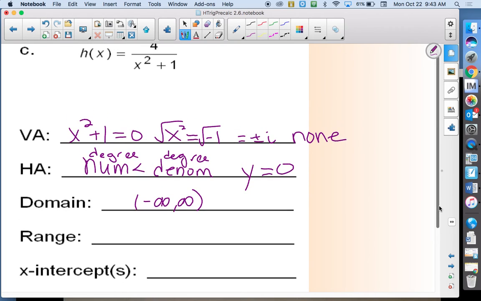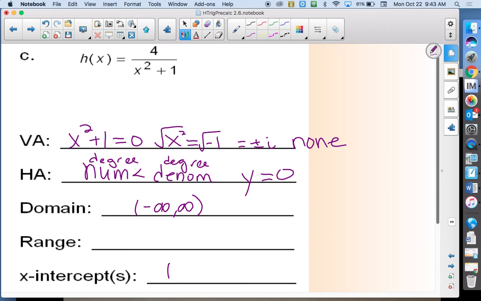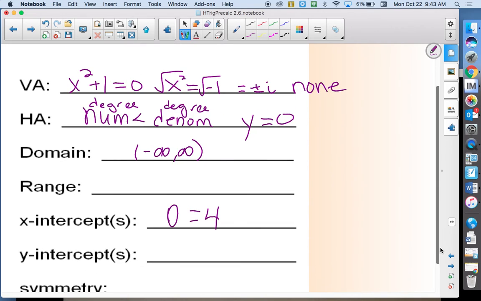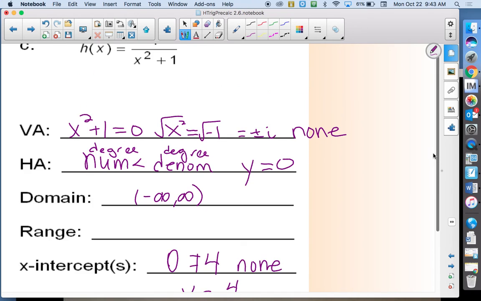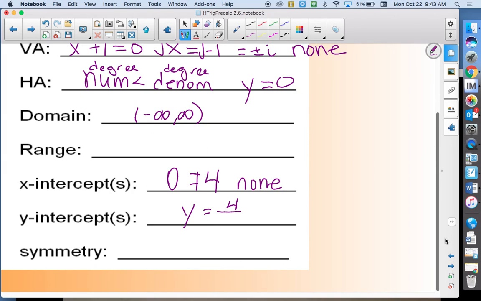The intercepts: for x-intercepts, you take the numerator and set it equal to 0. Gray, maybe you were giving me this one? Yeah, it was. What happens when 0 is equal to 4? 0 does not equal 4, so that means there are not any x-intercepts. And then for the y-intercept, we would have 4 over 0 squared plus 1, which is 4 over 1, so we have a y-intercept at (0, 4).